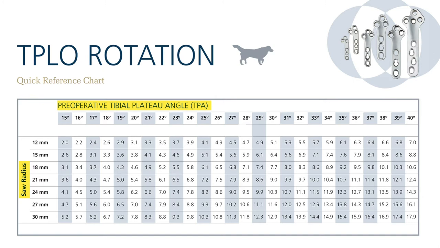The intersection of the saw blade size row and the preoperative TPA column yields the cord length rotation distance in millimeters. In this procedure, a 32-degree TPA was measured and a 24-millimeter saw blade has been selected. The intersection of these two measurements yields a cord length of 11.1 millimeters.